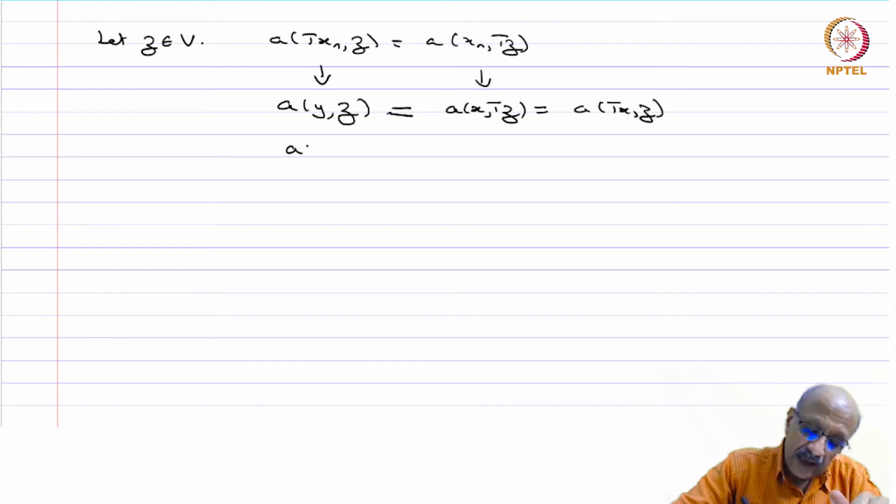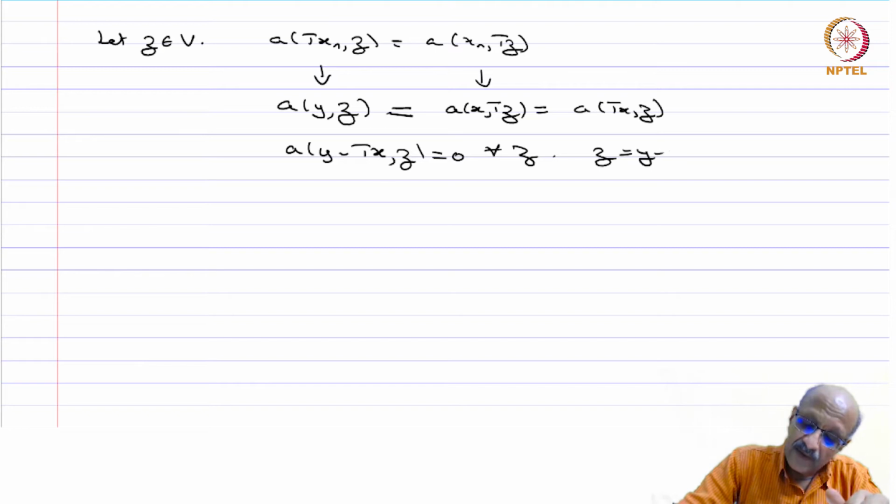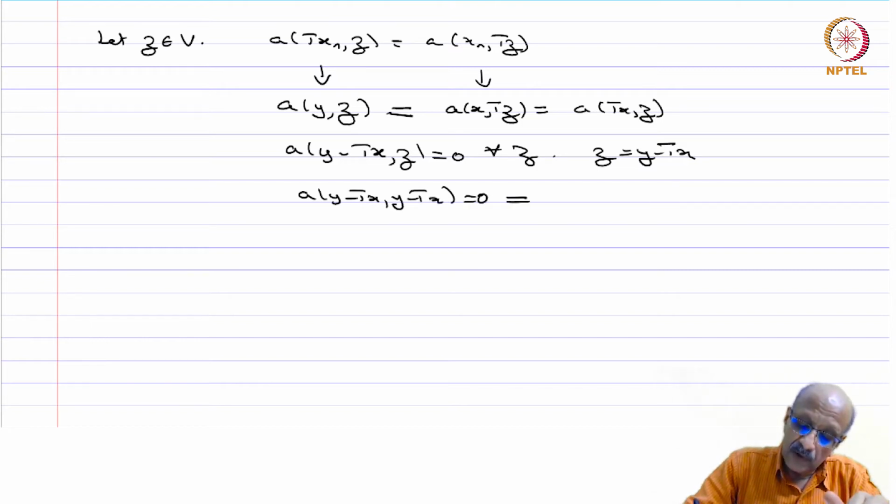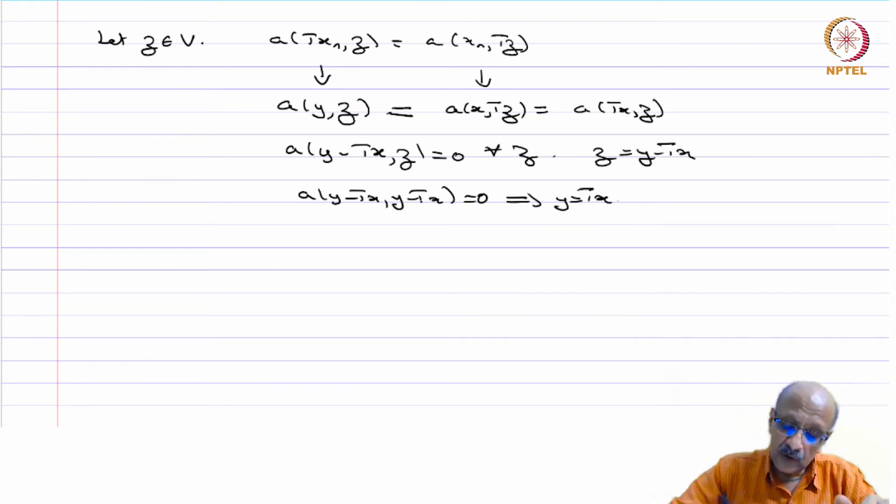So you have that A of y minus Tx,z equals 0 for all z. So you take z equals y minus Tx. So you get A of y minus Tx,y minus Tx equal to 0, and this is possible only if y equals Tx, because if it were not 0, this would be strictly positive. So that's the given condition, and therefore by the closed graph theorem we have that T is continuous.